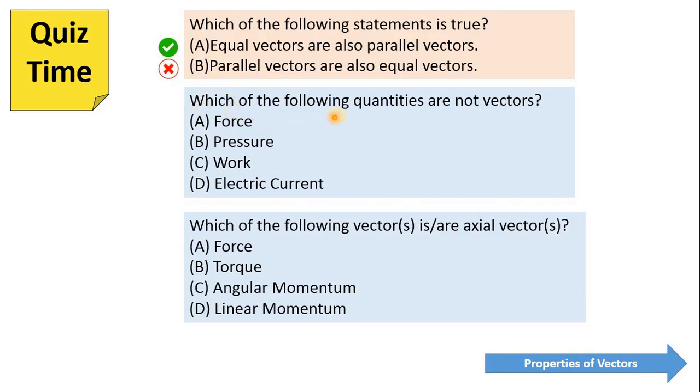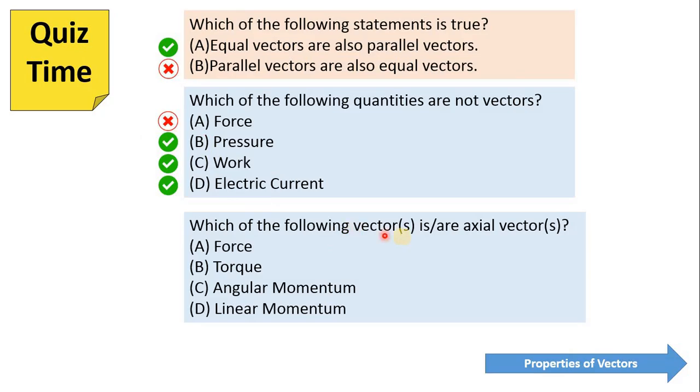Second question, which of the following quantities are not vectors? Out of these 4, which of them are not vectors? Once again, pause the video and think. So the correct answers are: pressure is not a vector, pressure is a scalar. Work is not a vector, work is a scalar. Electric current is also not a vector, it's a scalar. Force is a vector. So these are the answers.